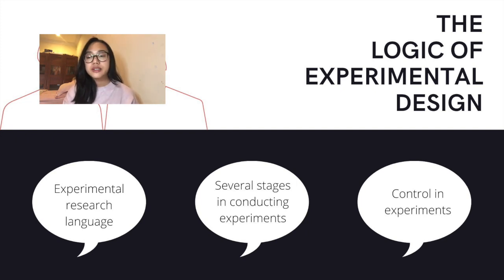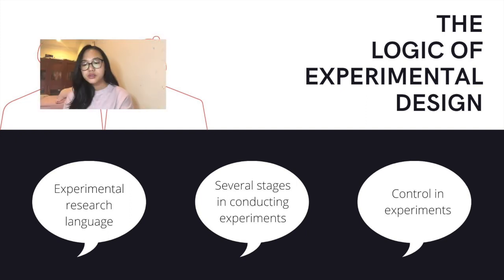The second important point is the several stages in conducting experiments. After a few basic steps have been taken, the next thing to do is to narrow the topic down to a question that can be tested and then develop a hypothesis with several variables. The last important point is control in experiments. Control is very important in experimental research, and control can eliminate alternative explanations that can undermine efforts to establish causality.